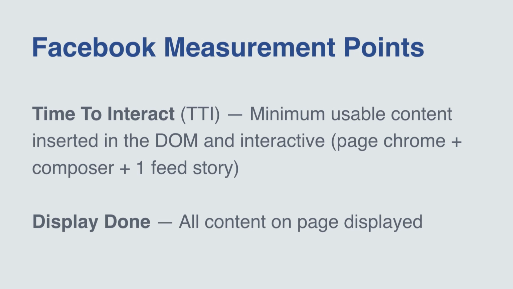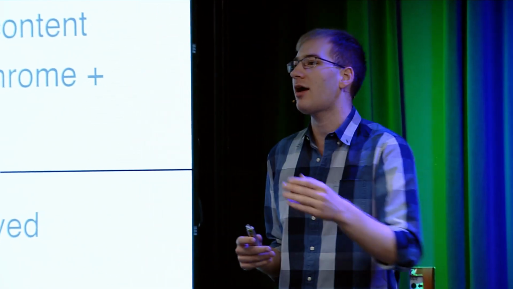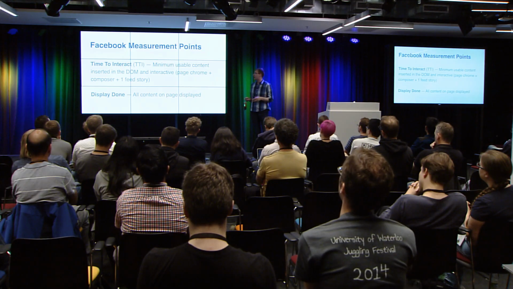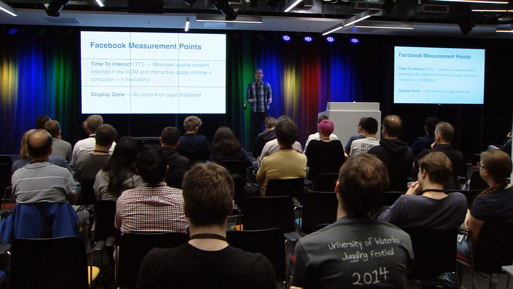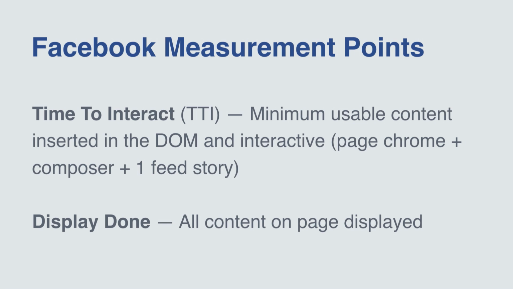Facebook has two key measurement points that we use to define visually complete. The first one is time to interact. What that means is from the time I go to facebook.com to the time that I see the minimum amount of content on the site. That is a composer, first feed story, just the basic content of the site. The second one is display done, and that basically means that all the content on the site is still, that there's no layout moving around. We've put all the content into the DOM that we intend to put in.